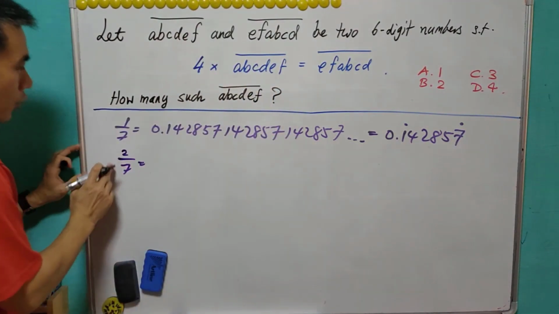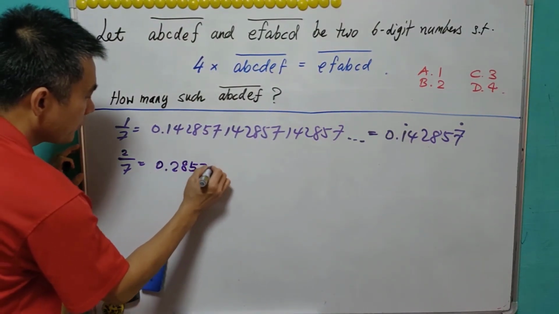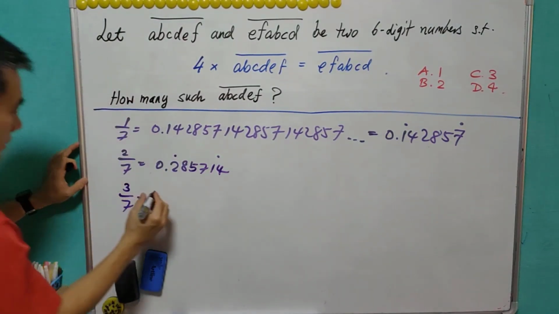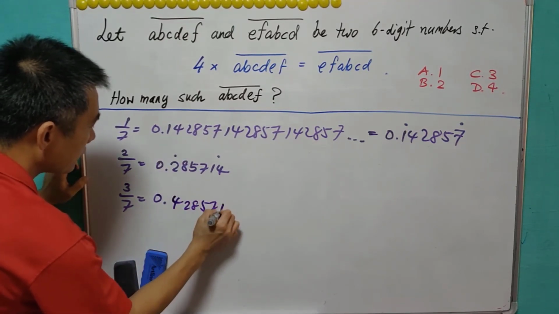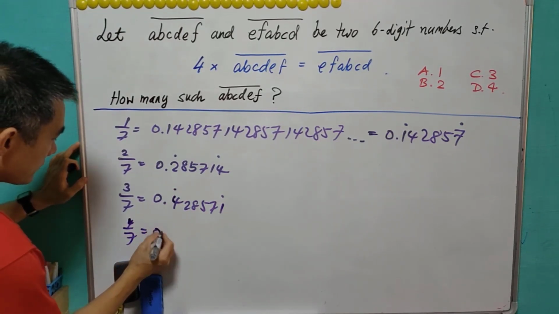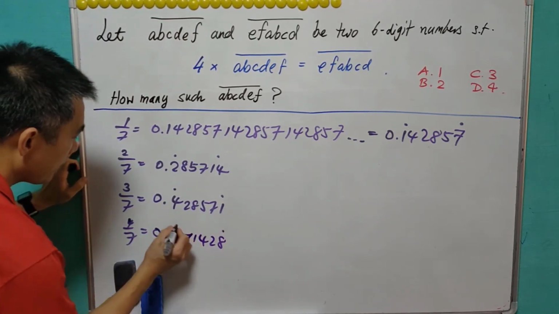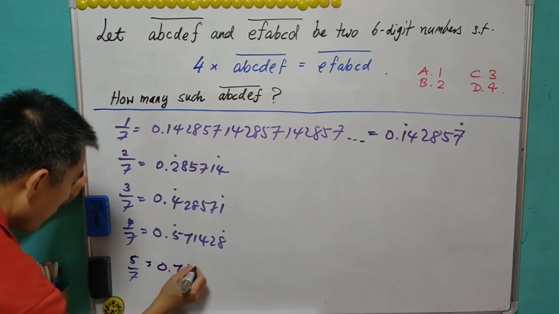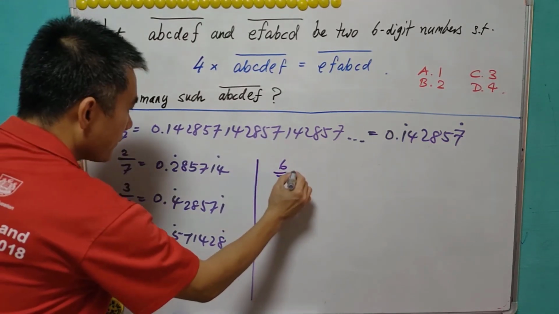And we'll see that 2 over 7 starts from 2, followed by 85714. For 3 over 7, it is 0.428571, starting from 4. For 4 over 7, it is 0.571428 and keeps repeating. For 5 over 7, it is 0.714285. And finally, 6 over 7 is 0.857142.